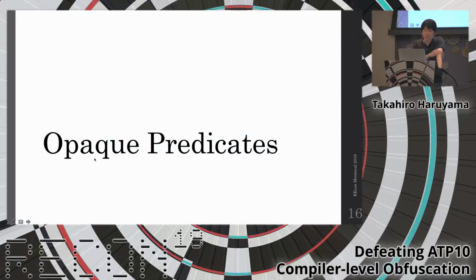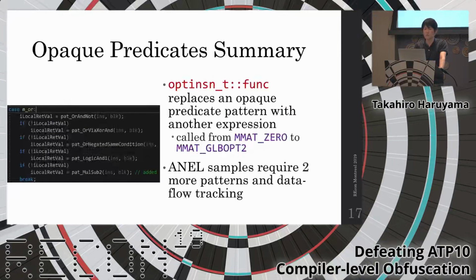Now I explain the modifications. First, opaque predicates. In the original implementation, the optinsn_t callback function replaces an opaque predicate pattern with another expression. ANL samples require 2 more patterns and a data flow tracking function.